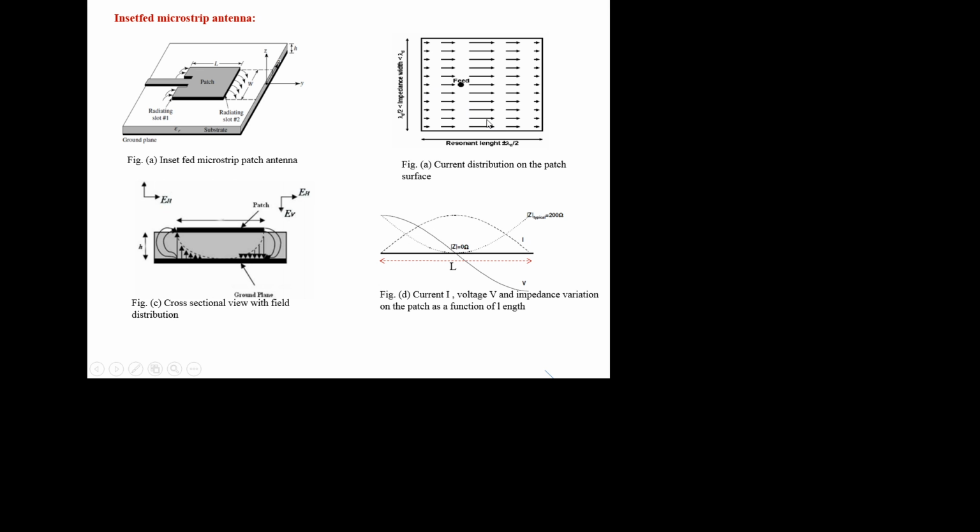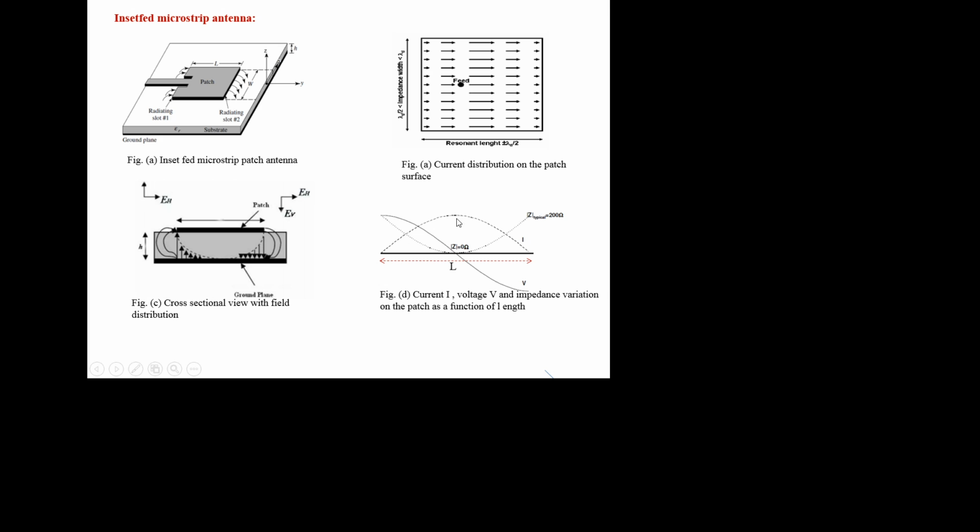So the current distribution is shown by arrows here. The smaller the arrow, the lesser the current; the bigger the arrow, the more current. The current distribution, voltage distribution, and impedance plot will look like this. If you plot it as a function of length, this is the current variation I.